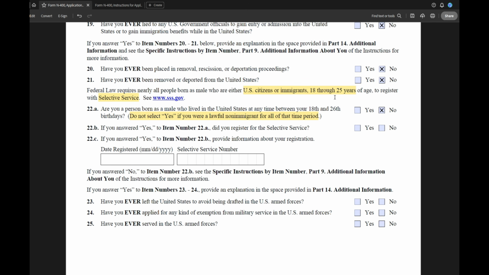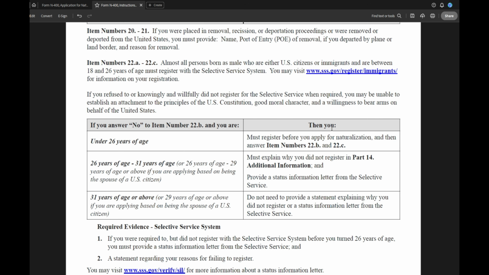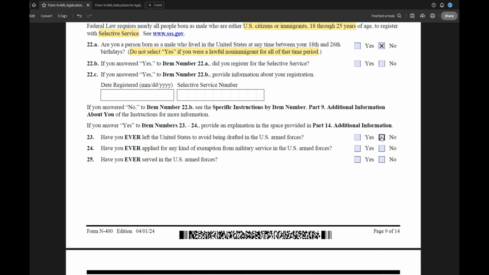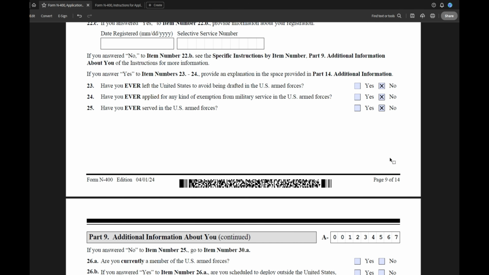If you were required to register, you would answer yes, whether or not you registered with selective service, and you would need to provide the date of your registration and your selective service number, which again, you may be able to obtain on their website. And if you didn't register, if you, for example, answered no, then you're going to have to follow the form instructions. But if you registered, you do not need to provide any additional evidence, just the date of registration and your selective service number. Moving on, read these questions very carefully and answer yes or no.